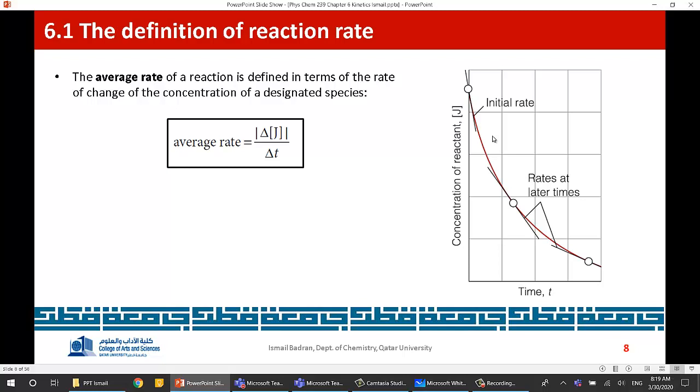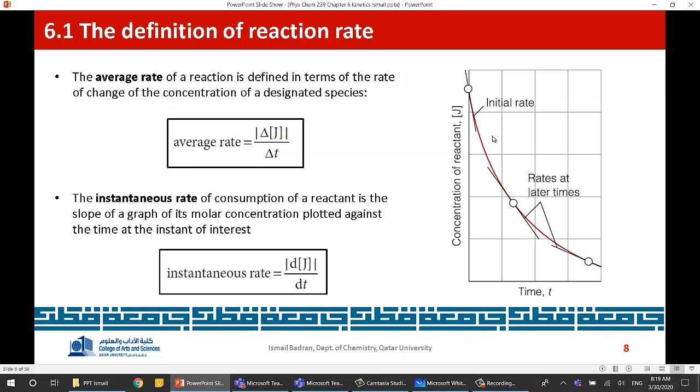Now we define another thing, which is called the instantaneous rate. The instantaneous rate of the reaction is the slope of the graph of concentration plotted against time at an instant of interest. That means at any time. So the instantaneous rate might have different values. You can calculate the instantaneous rates here or here or here. Now you can tabulate these and take the average, and that will be the average rate.